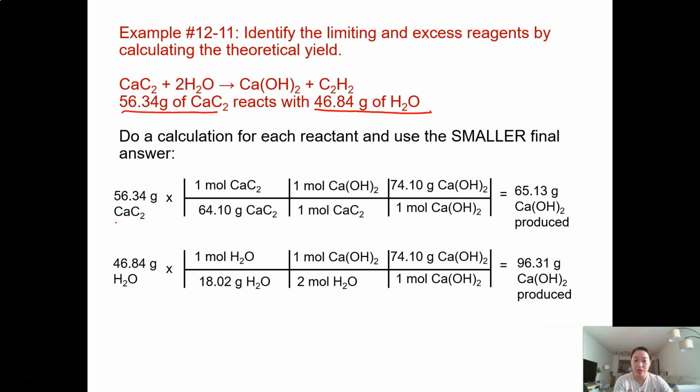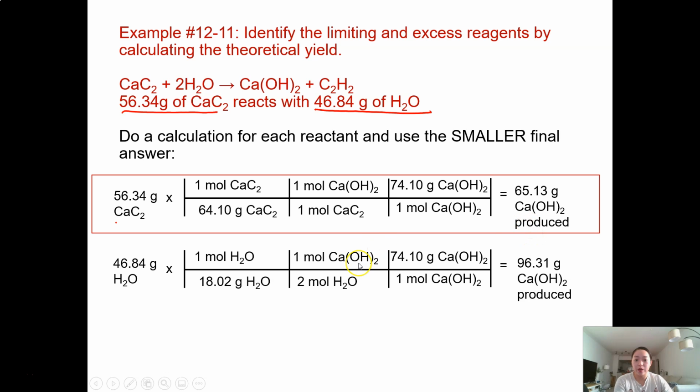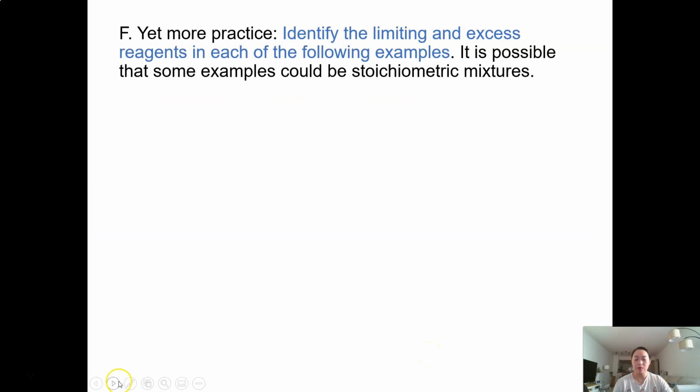And by definition, our limiting reactant limits the amount of product that is produced at the end of a reaction. So, choosing this calculation, you can determine that calcium carbide is our limiting reactant because it makes less product. Then if one is limiting, the other reactant must be excess. So water here is our excess reactant because it makes more product at the end.